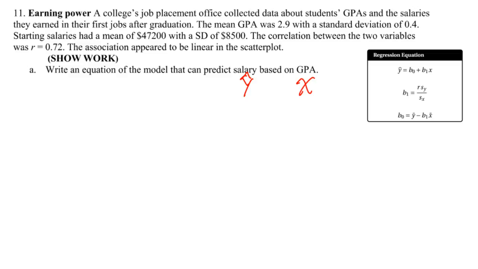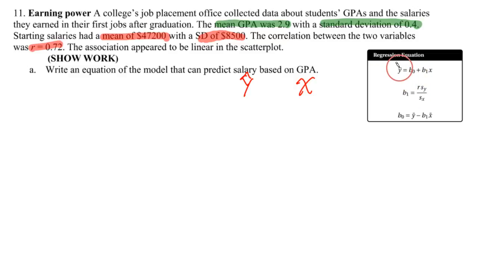So I'm going to read through the top part here. Taking a look, I see mean GPA was 2.9, and standard deviation was 0.4. And I see starting salary had a mean of 47,200 with a standard deviation of 8,500. And it says the correlation between these two variables is this right here. Yay, they've done that for us.